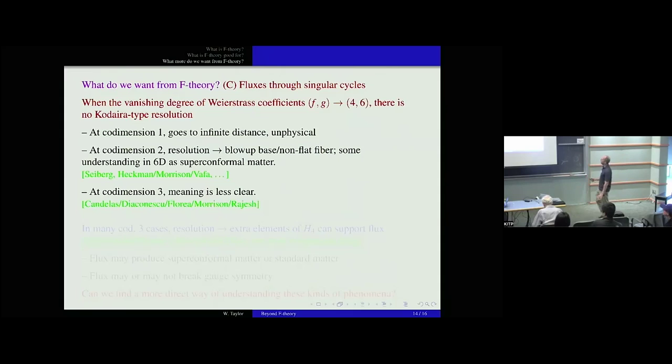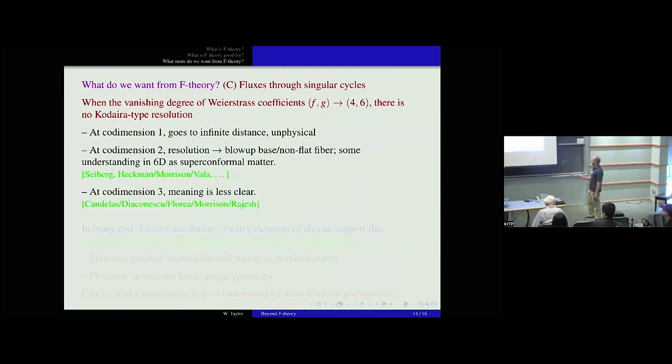I should mention there's a whole beautiful story. I gave 2 applications of F-theory. One was to phenomenology and one was to the landscape. There's another nice application, which is the understanding of 6D superconformal field theories that these folks and others have worked on. That plays a role in understanding these codimension 2, 4, 6 singularities.